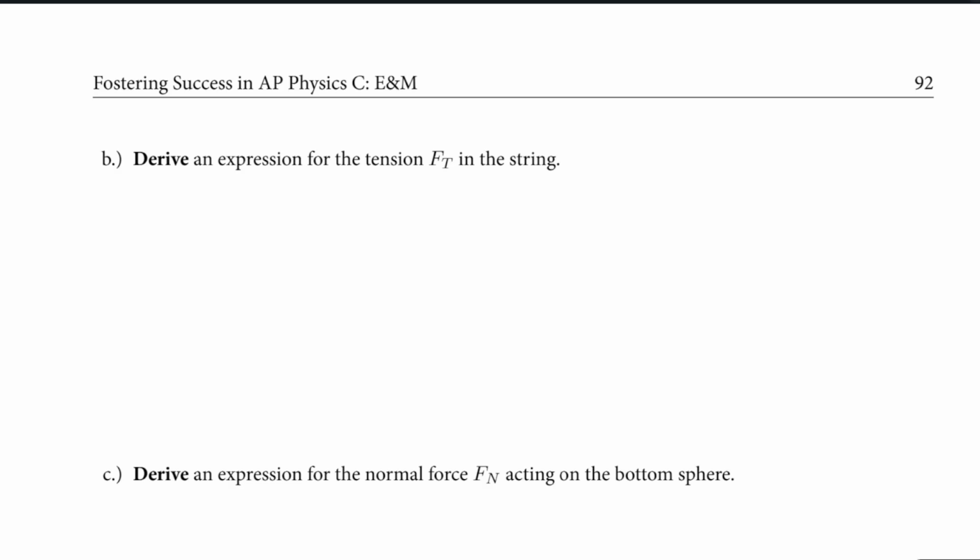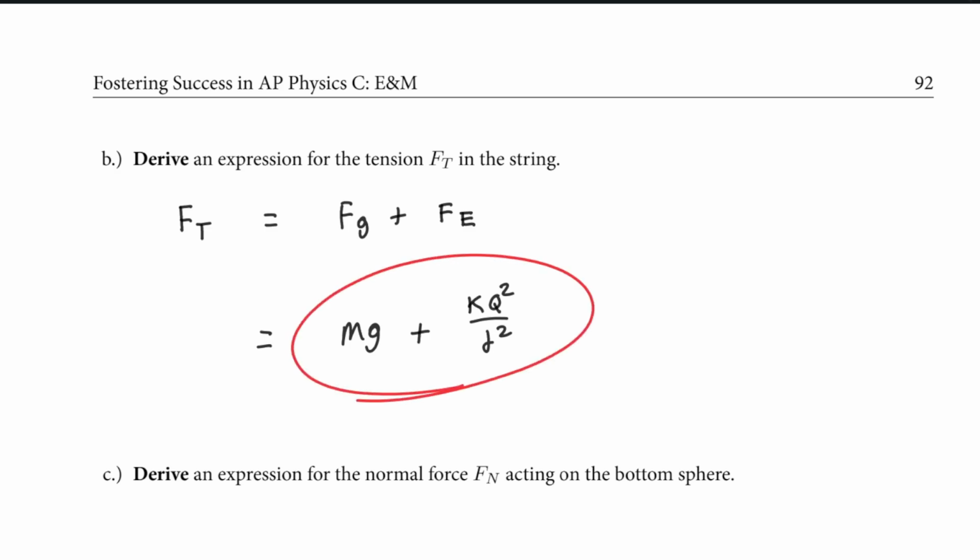So now we can derive some expressions. We just said in the previous part that the tension force balances both the gravitational and electric forces. Our expression for the gravitational force is mg, and we can use Coulomb's law, kq1q2 over r squared, or d in this case, to get an expression for that force.